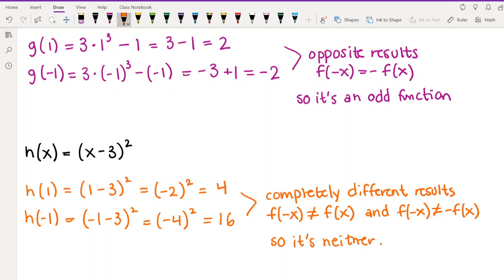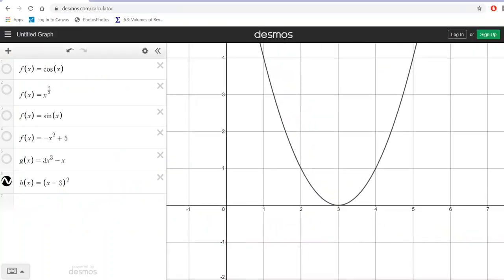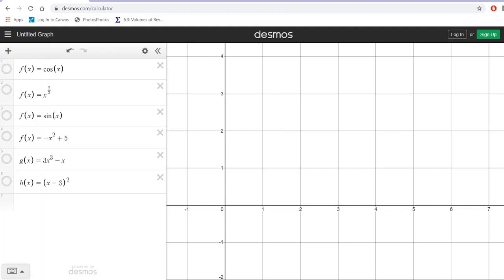So what would this graph look like? Well, I'll pull it up in a second, but this is a parabola shifted to the right by 3, right? It's a horizontal shift. And so what we'll see is that even though it has this kind of symmetric looking shape, it's not actually symmetric about the y-axis, right?